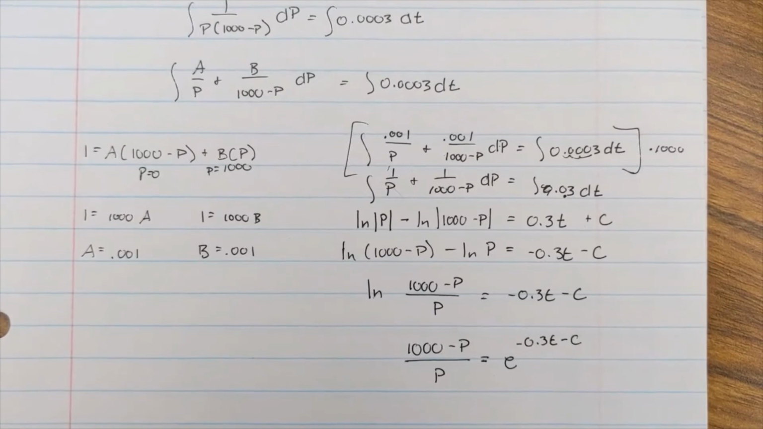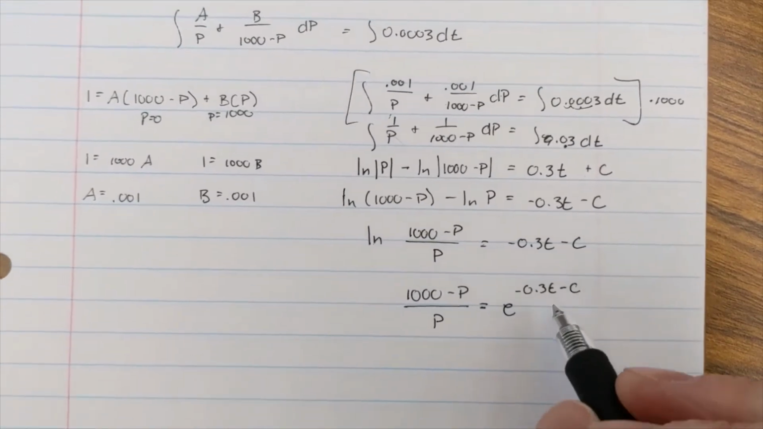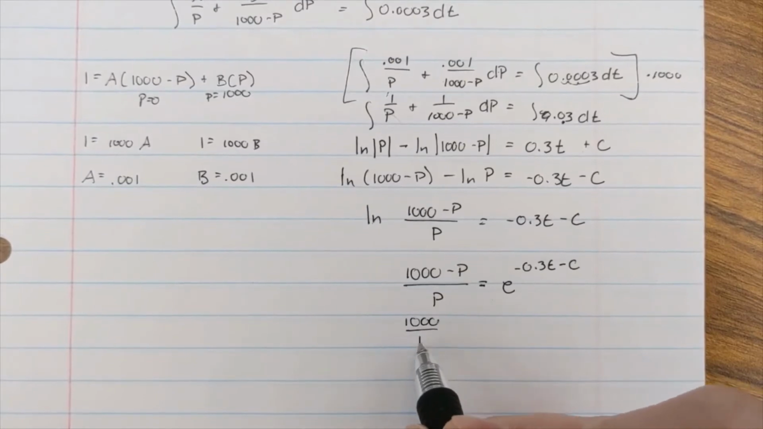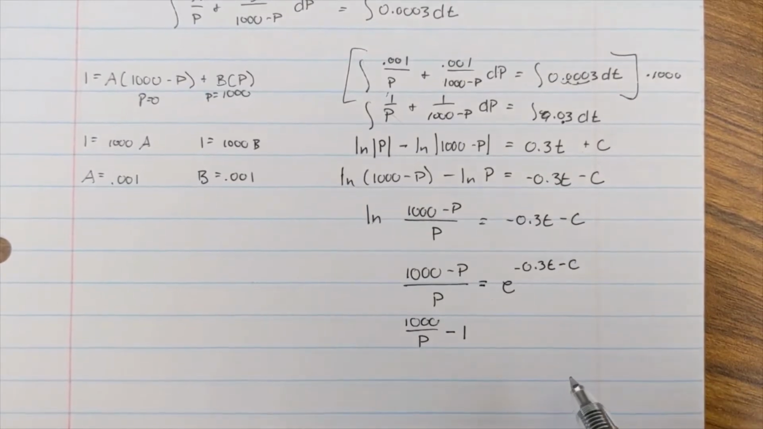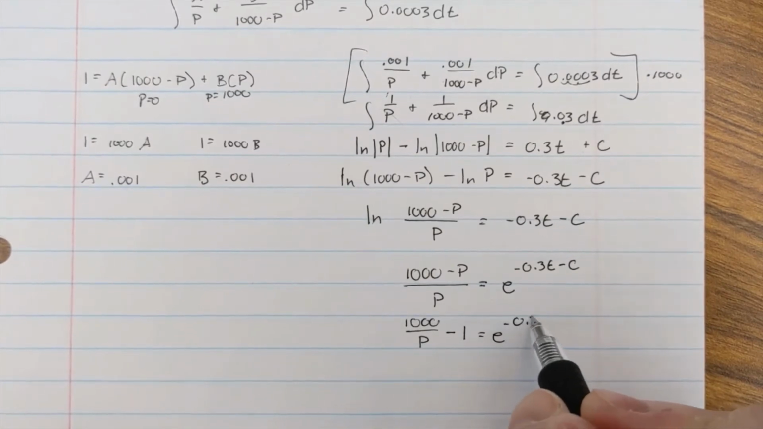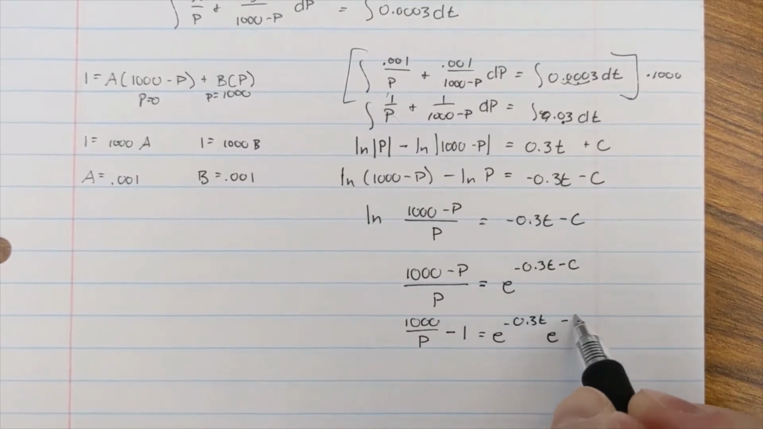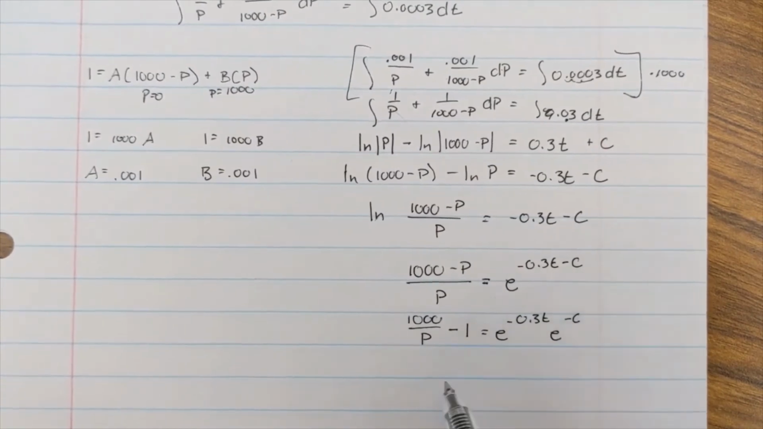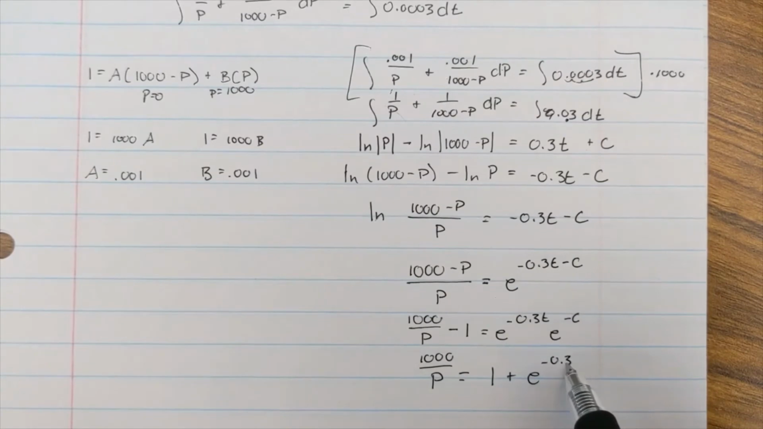So what else do we know? Now we can break this guy apart. I'm actually going to simplify this. This is actually 1000 over P minus 1 equals e to the -0.3T times e to the negative C. Okay, I can bring the 1 across. So 1000 over P is equal to 1 plus e to the -0.3T times e to the negative C.